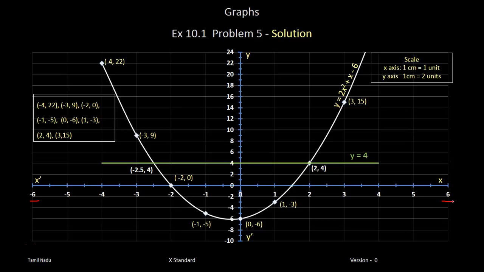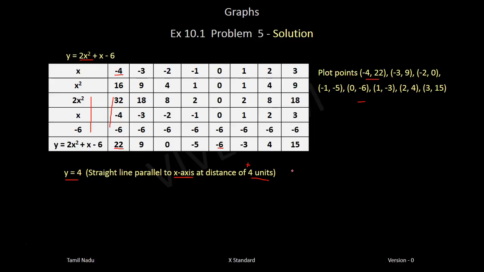And 1 centimeter equal to 1 unit, right? So starting from 0 on the right side, 1, 2, 3, 4, 5, 6. Similarly, I've done on the negative side, 0, minus 1, minus 2, minus 3, minus 4. And y value, we saw the minimum value of y is minus 6 and the maximum value is 22.